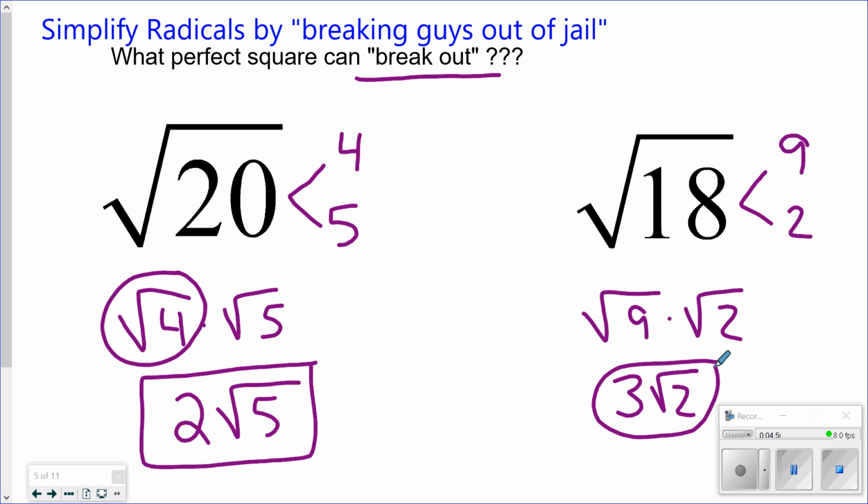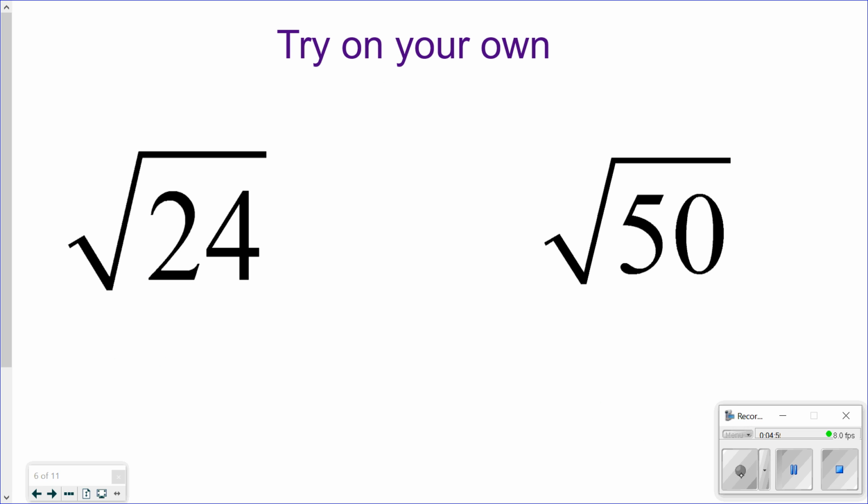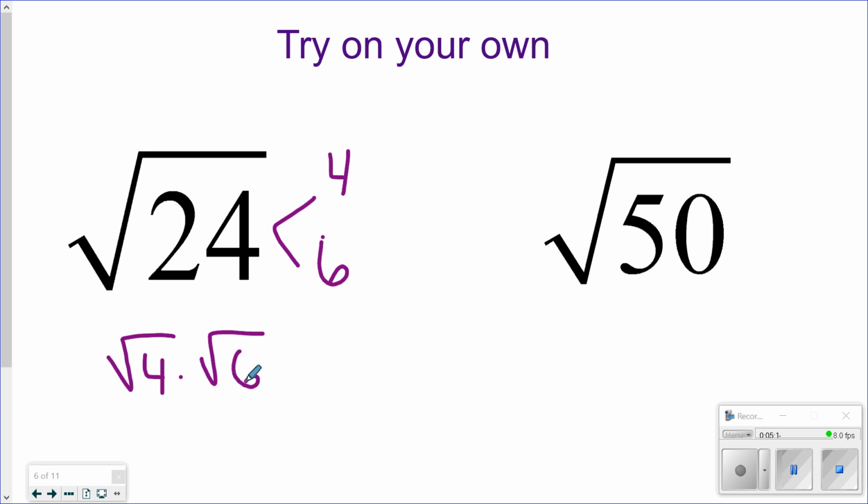Let's try this again. What perfect square is divisible by 24? It would be 4. And we know 4 times 6 is equal to 24. So the square root of 4 times the square root of 6 is our product. Which one simplifies? It'd be the square root of 4, and that pops out a 2. So 2 radical 6 is our answer.